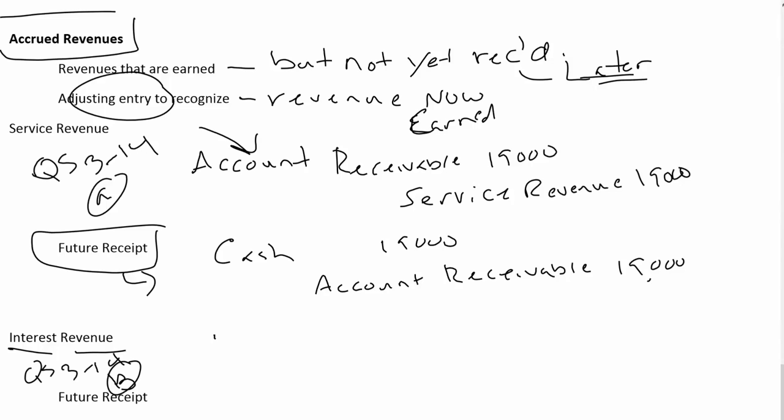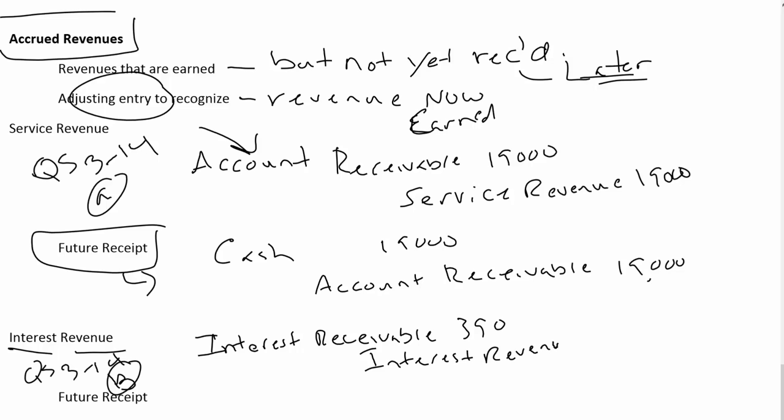And so remember, I'm not going to receive it until later, so I have to debit interest receivable for the $390, and I'm going to credit interest revenue. So I recognize the revenue now, and that's my adjusting entry. And then remember, the future payment is going to be a debit to cash and a credit to interest receivable.